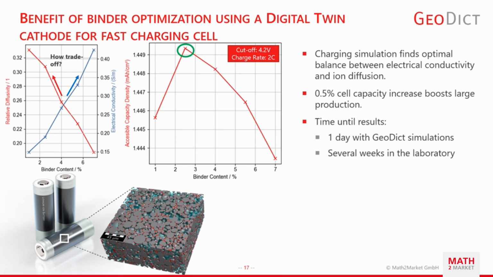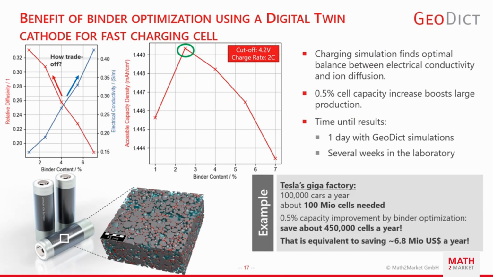And if you would do the same in a laboratory, then you would need several weeks to prepare all the different electrodes and then do the electrochemical experiments. So this can accelerate your development quite a lot. And in the end, you get a 0.5% increase in the cell capacity compared to the initial value. And first you might think, okay, this is not so much.